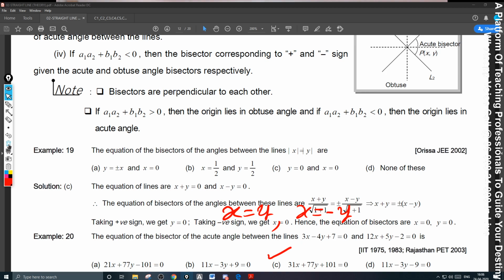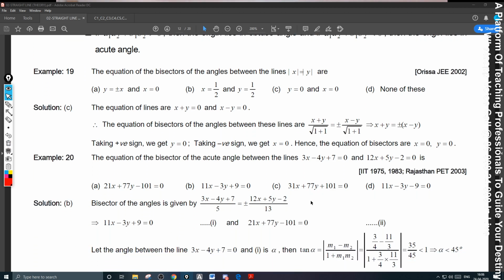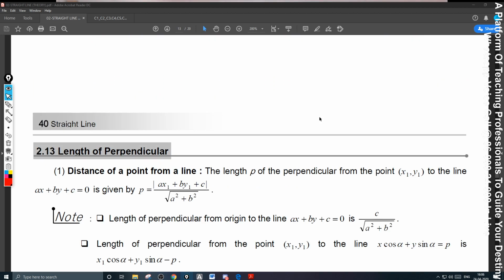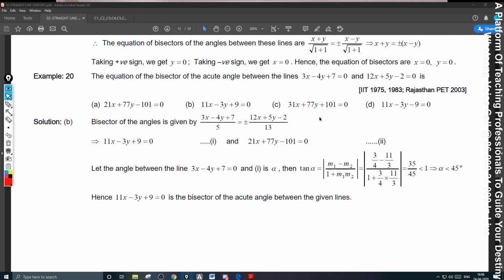The equation of the bisector of the acute angle between the lines. This is what you have to see. Very important, please. Follow this carefully, because the first condition makes you confused. What I mean by the first condition: here it is plus 7, here it is minus 2. You should not apply the formula directly unless you make both of them positive. But I'll explain it like this. Simple only.